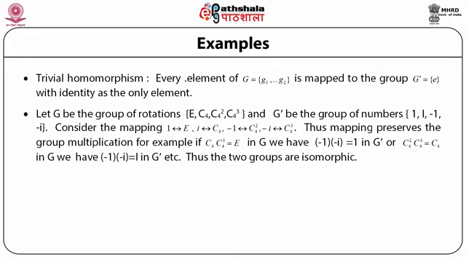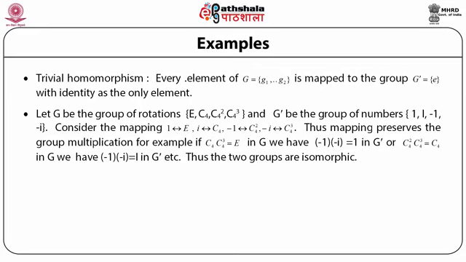For example, in the group G, C4 cube is equal to E. Whereas after mapping, when C4 is mapped to i and C4 cube is mapped to minus i, then minus i into i is equal to 1 in G prime, which corresponds to E. That means the C4 multiplication rule is preserved.